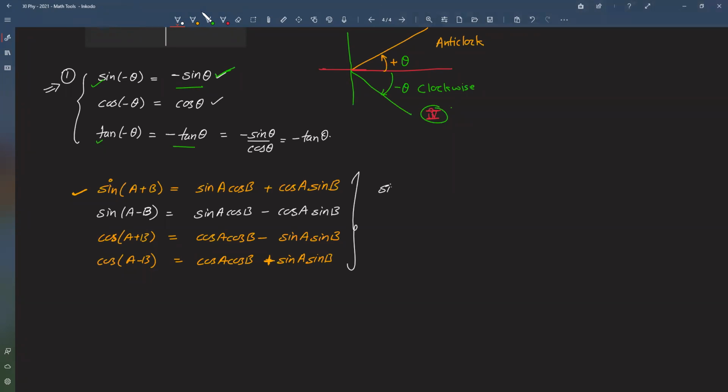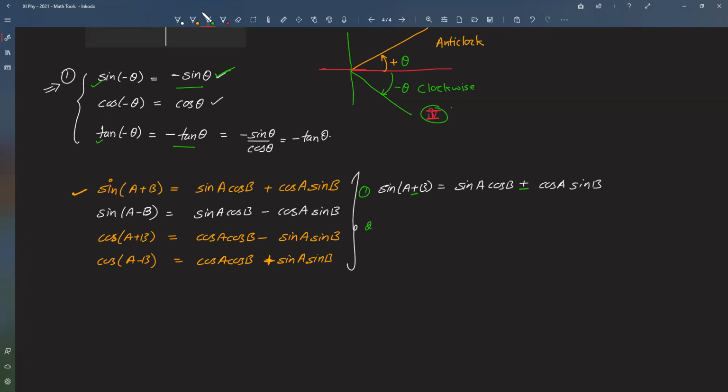So we can summarize this and write only two formulas. That is, sine A plus B is equal to sine A cos B plus cos A sine B. So in the sine formulas, you can see the ratios are mixed. Sine and cos are together. If it is sine A minus B, then sine A cos B minus cos A sine B. So I'll write just one liner for both.